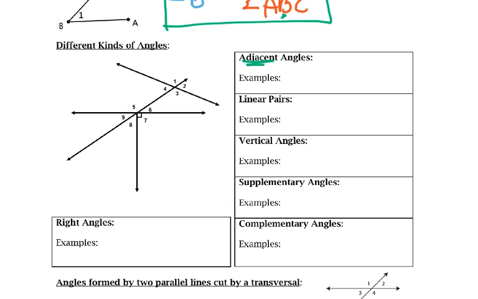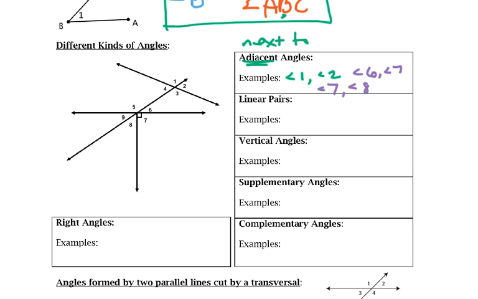Now the word adjacent means next to. So two angles that are next to each other. Examples would be like angle 1 and angle 2. Those are adjacent angles. Angle 6 and angle 7, those would be adjacent angles. Angle 7 and angle 8, those are adjacent. Angle 4 and angle 5 would not be adjacent, because they're not next to each other.